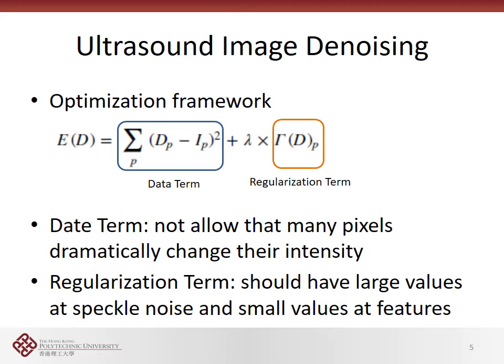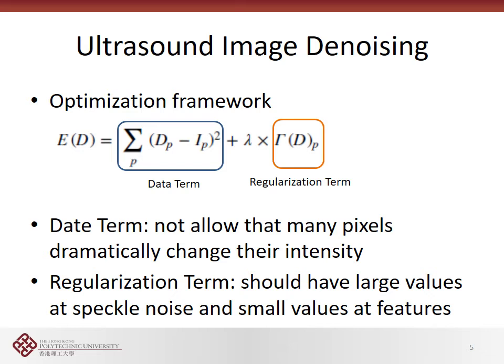In this data term, we do not allow many pixels to dramatically change their intensity during the optimization procedure. In other words, we do not allow a big difference between the input image and the output image, between the original image and the denoised image. We do not allow big differences between these two images.